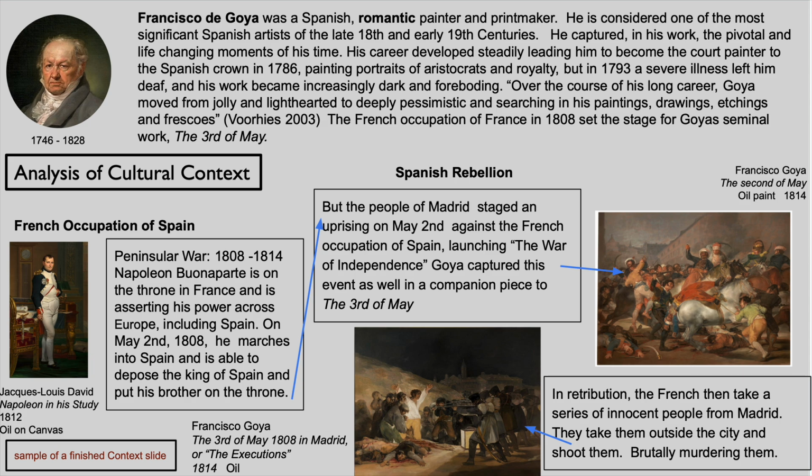Bonaparte was on the throne. He was asserting his power across Europe, and he marched into Spain and deposed the king and put Napoleon's brother on the throne. Follow the blue arrow. So the Spanish Rebellion.